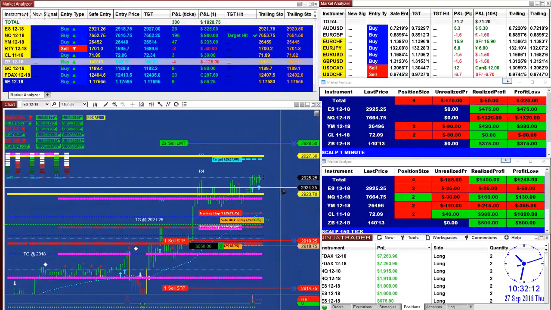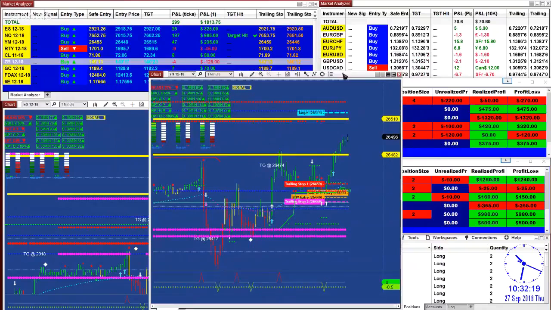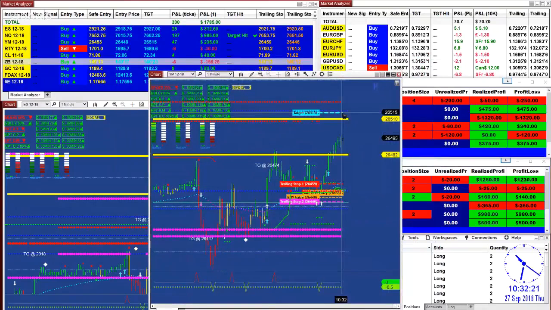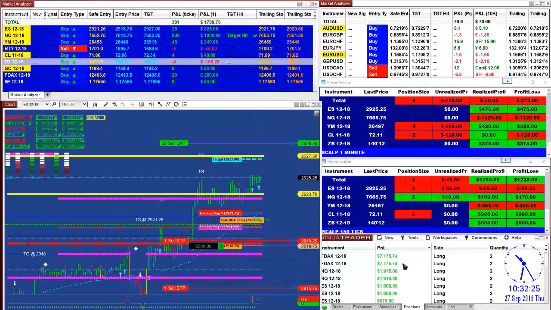ES, too late to enter an ES. ES, YM, there is a potential reversal on the YM, but this is it. There is not much.